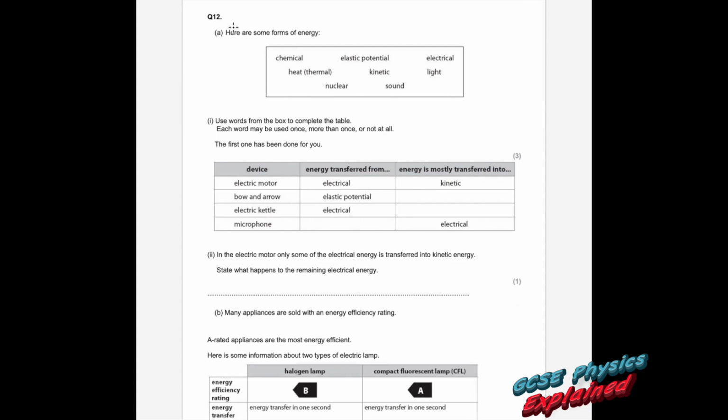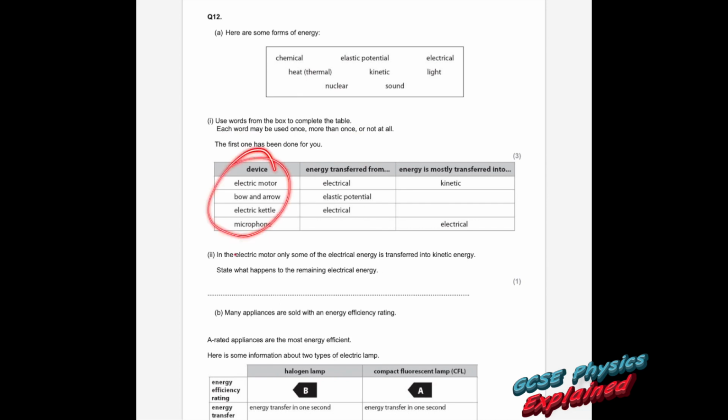Question 12, the last question. Here are some forms of energy. So we've got chemical, elastic potential, electrical, and all sorts. Use words from the box to complete the table. Each word may be used once, more than once, or not at all. First one's been done for you.